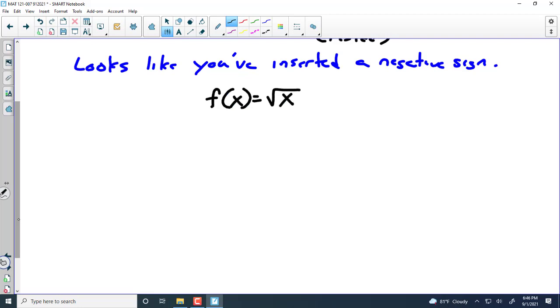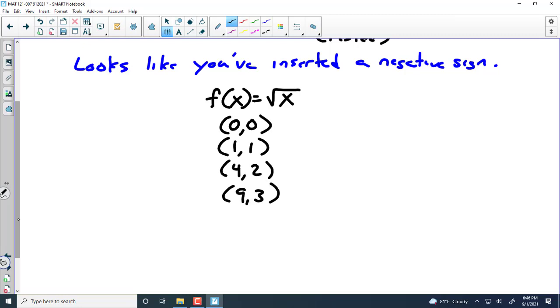F of x equals the square root of x, the square root function. Some ordered pairs that appear on that graph are 0, 0, 1, 1, 4, 2, 9, 3. It gives us a beautiful graph. It looks like this. All graphs are beautiful, though. That's one of our basic functions, and I have studied my basic function, so that's why I can just rattle off some ordered pairs that are on it, and that's why I can just draw a quick sketch of it, because I know what it looks like.